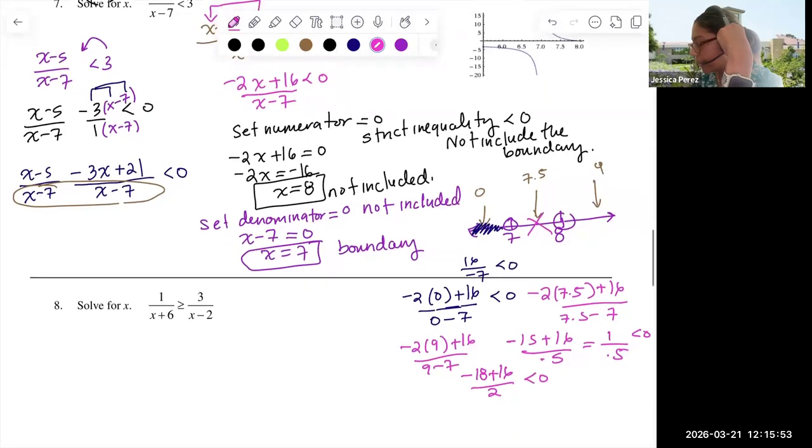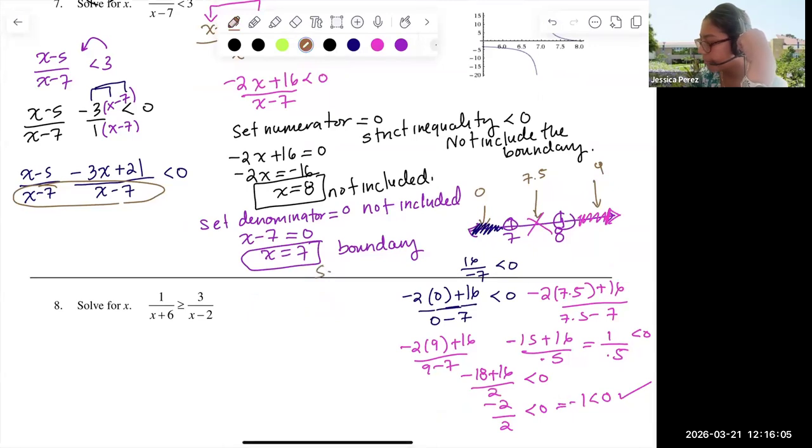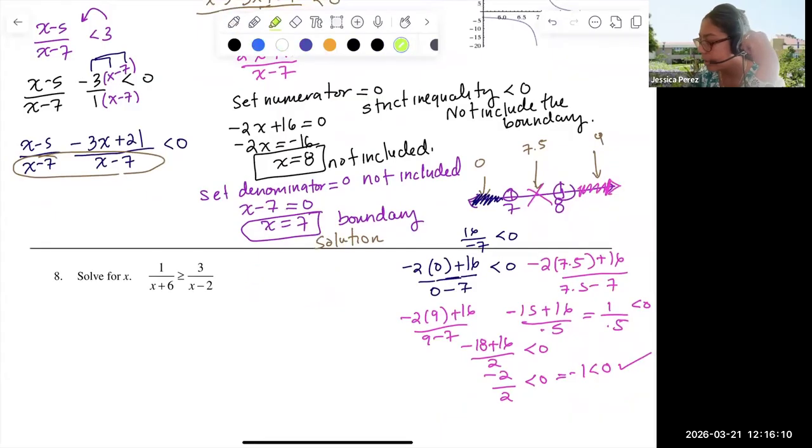Yes, because negative 2 over 2 is negative 1, which is less than 0. Yes. So I will also shade this region. So my solution over here is the shaded region from negative infinity to 7 and from 8 to infinity. As a solution, it's negative infinity up to positive 7, not including 7, union, parentheses, 8 to infinity. And that would be the solution for this question.